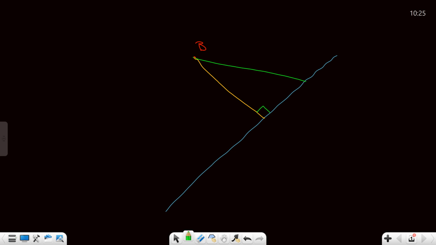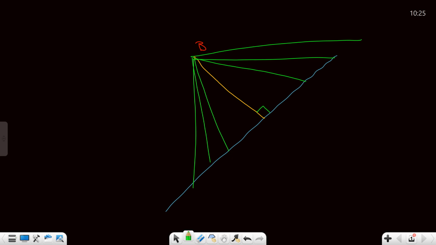Any other path that Brandon would have chosen? This way, this way, this way. All of these are hypotenuses. A lot of hypotenuses. However, the shortest distance that he can travel is along that yellow path, because that yellow path becomes a leg of the right triangle. All of those other ones, the reason they're green is because they're all hypotenuses of some other right triangle. Everybody get that?